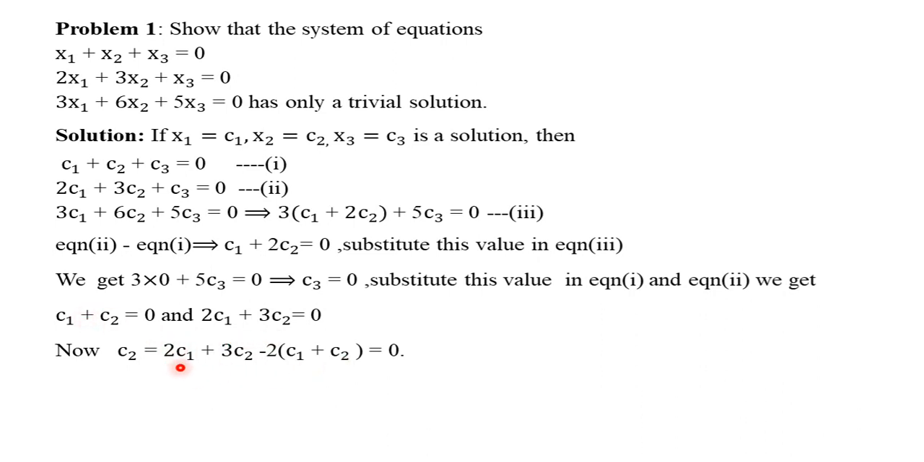So here 2C1 plus 3C2 equals 0 by this, and C1 plus C2 is again 0. So we get 0 minus 2 times 0, that is 0. So finally we get C2 equal to 0. Now, from this equation, C1 plus C2 equal to 0, put C2 equal to 0 here. Hence, we get C1 equal to 0. Hence, the system has only a trivial solution.